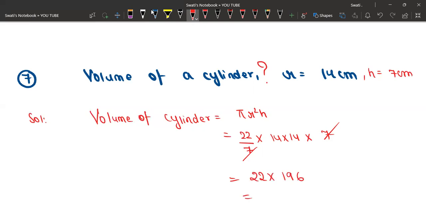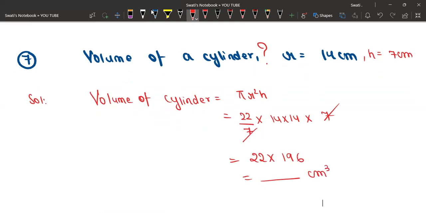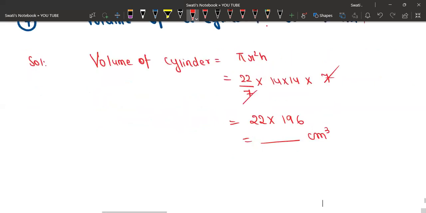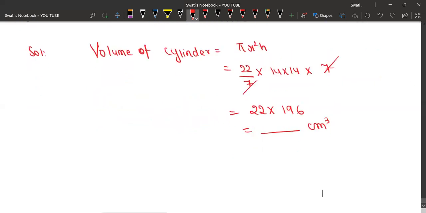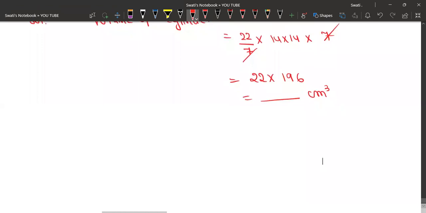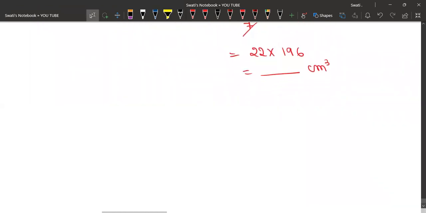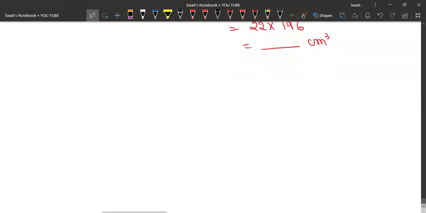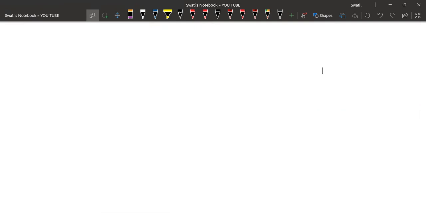You can multiply this because you know multiplication. So whatever answer you get here, that is going to be, of course, centimeter cube, because the volume unit is cubic units. Or if you want, you can also write unit cube. All right, now we can go to the next question. In the next question, we need to find out the value of, I'll write down the question.